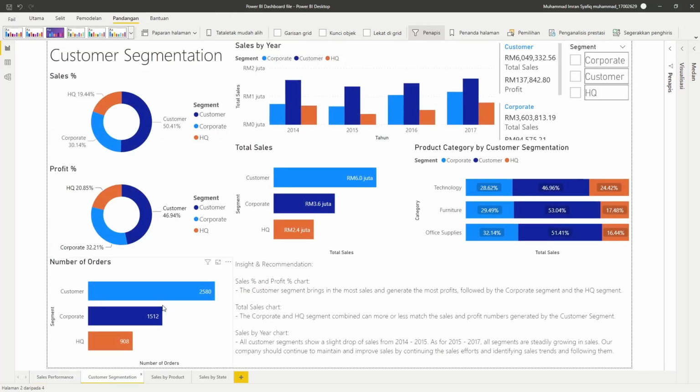Let's go to the next page, which is the customer segmentation. This dashboard shows our sales made with our customer segments, which are customer, corporate, and HQ segment. Looking at the sales by year, total sales, sales percentage, or profit percentage chart in this dashboard, it is clear that the sales and profits made with the customer segment are the highest. Therefore, if our company wants to make the most amount of sales, we can focus our sales in the customer segment.